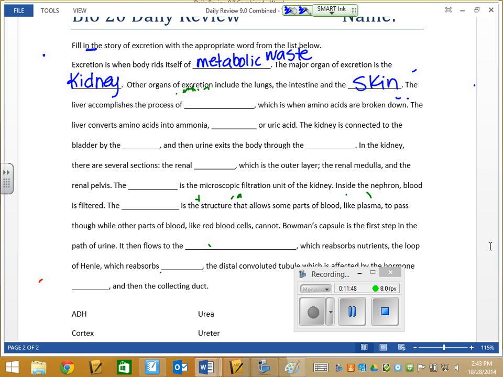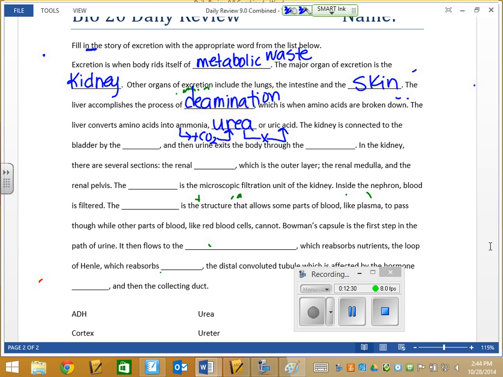The liver accomplishes the process of deamination, which I mentioned on the other side. That's when amino acids are broken down. So deamination, I'm taking off the amine part of the amino acid. The liver converts amino acids into ammonia or urea or uric acid. And if you recall, there was a little step-by-step thing. Ammonia is really toxic. So to get from ammonia to urea, we add carbon dioxide. To get from urea to uric acid, we just multiply. We add a few pieces of urea together.